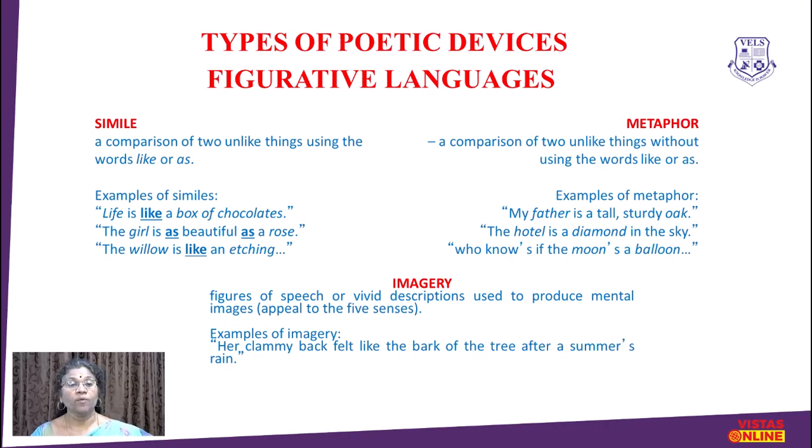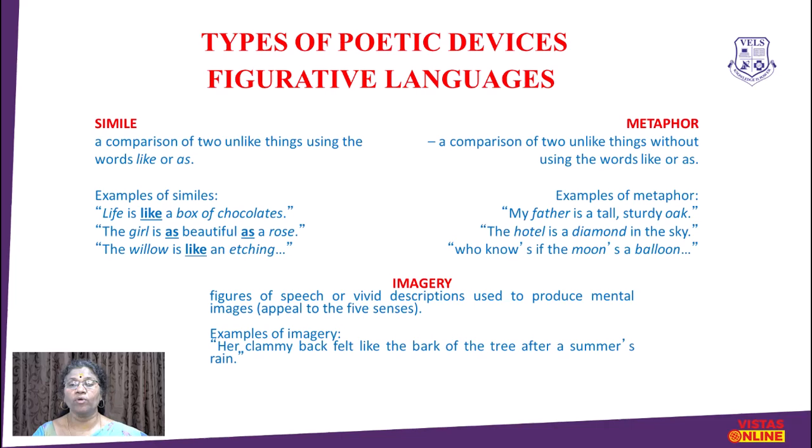Alright. The willow is like an etching, same thing. And what is the quality? Now, metaphor: a comparison of two unlike things without using the words like or as. See the first one, unlike things compared with the use of like and as. This is without that. My father is a tall, sturdy oak. The hotel is a diamond in the sky.